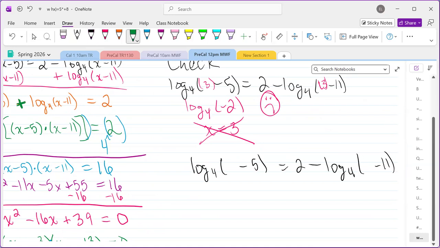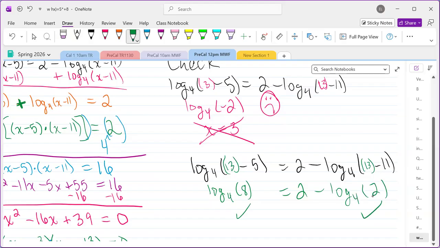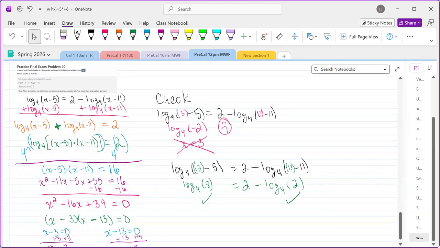Now we're going to check 13. That was our other solution. So I substitute that in. 13 minus 5 is 8. So log base 4 of 8. That's good. And then 2 minus log base 4 of 13 minus 11 is 2. That's also good. So I don't know what those decimals are because they're not pretty numbers.